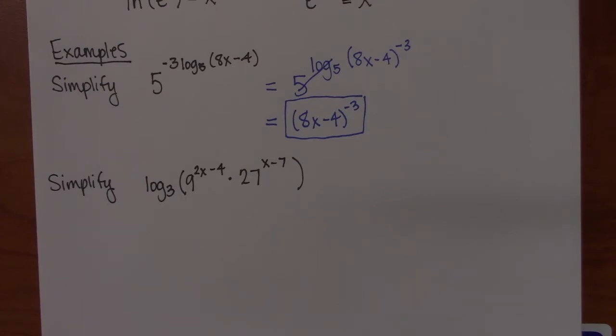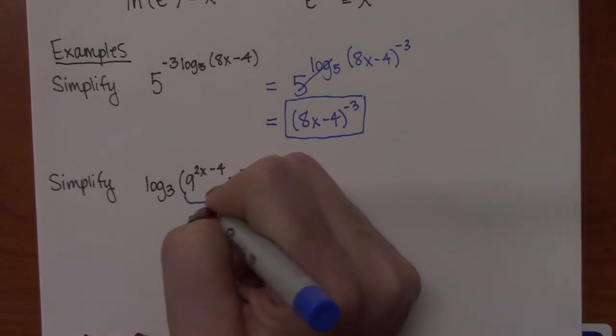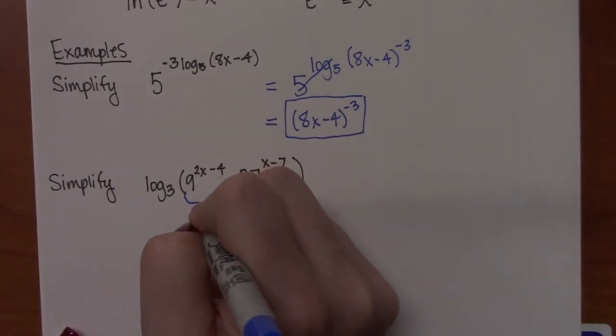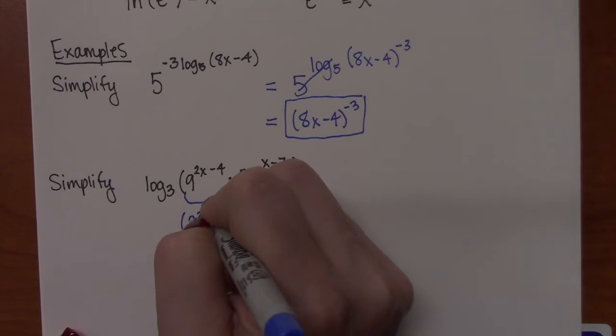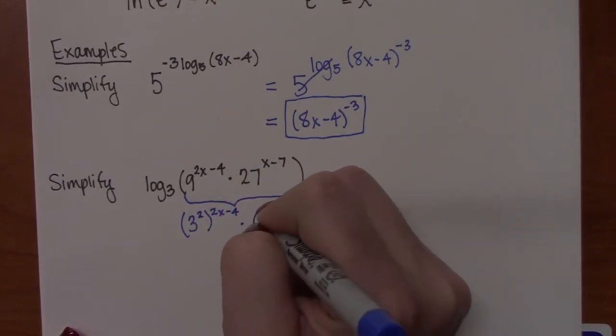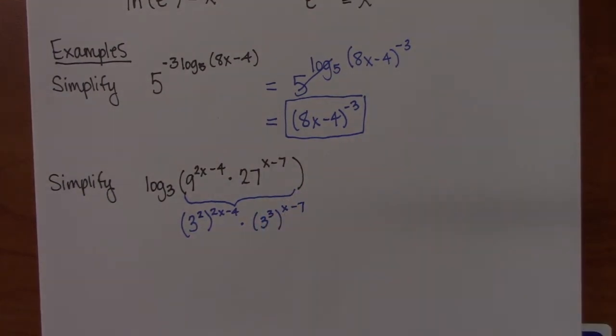So the first thing I see is, well, I have a 9, right? And 9 is 3 squared. So that 9, and I'm just going to play around with this expression, and then we'll go back and plug it into the log, okay? So this is 3 squared, right? And it's raised to the 2x minus 4. 27 is 3 cubed, right? And it's raised to the x minus 7.